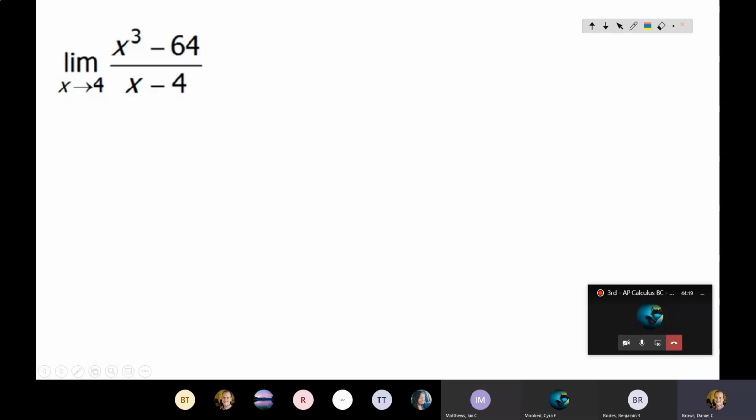Again, you always want to do direct substitution first. And it's a prereq skill, but if you need the reminder, that would be how you factor a difference of two cubes.